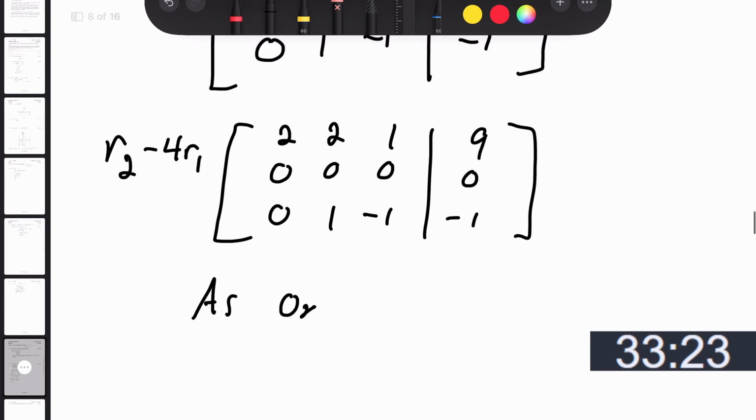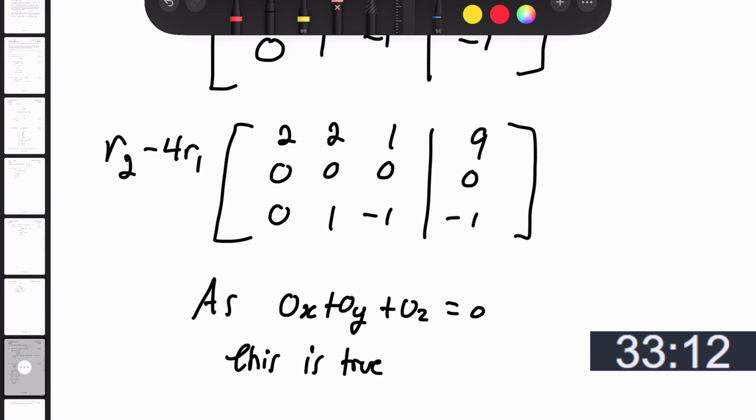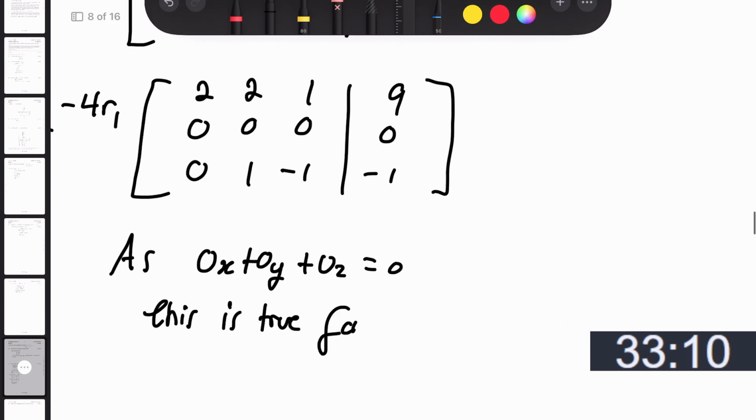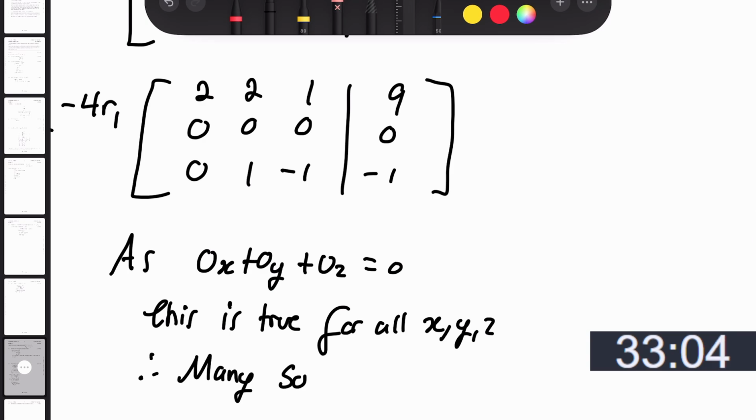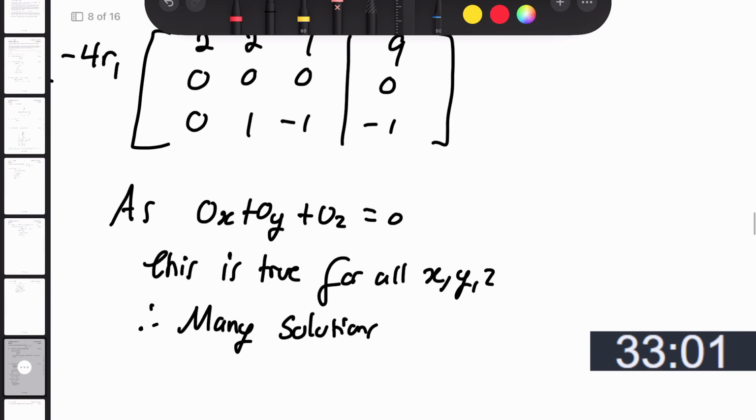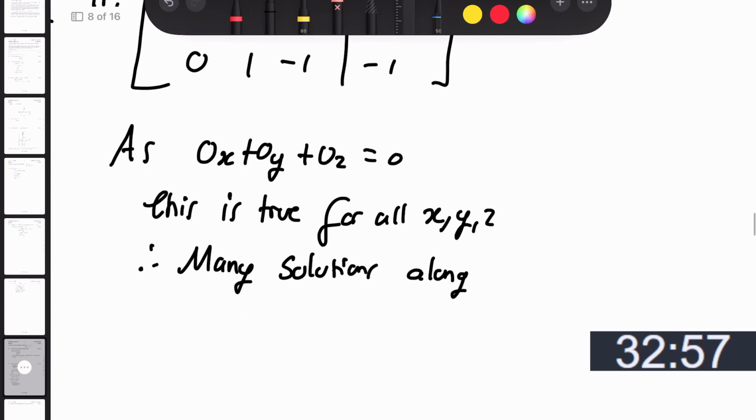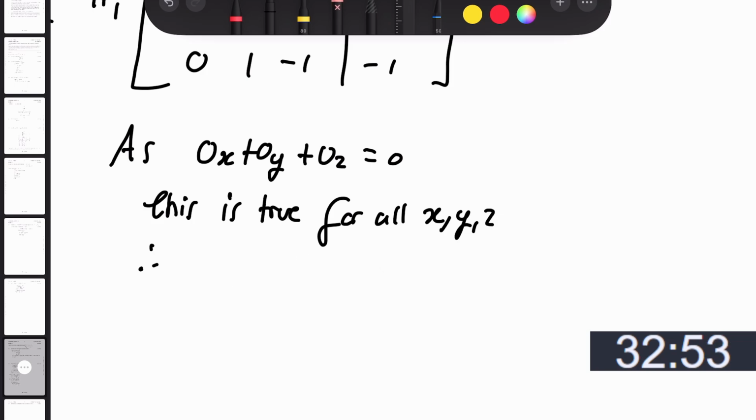As 0x plus 0y plus 0z equals 0, this is true for all x, y, z. Therefore, many solutions. Therefore, infinite solutions.